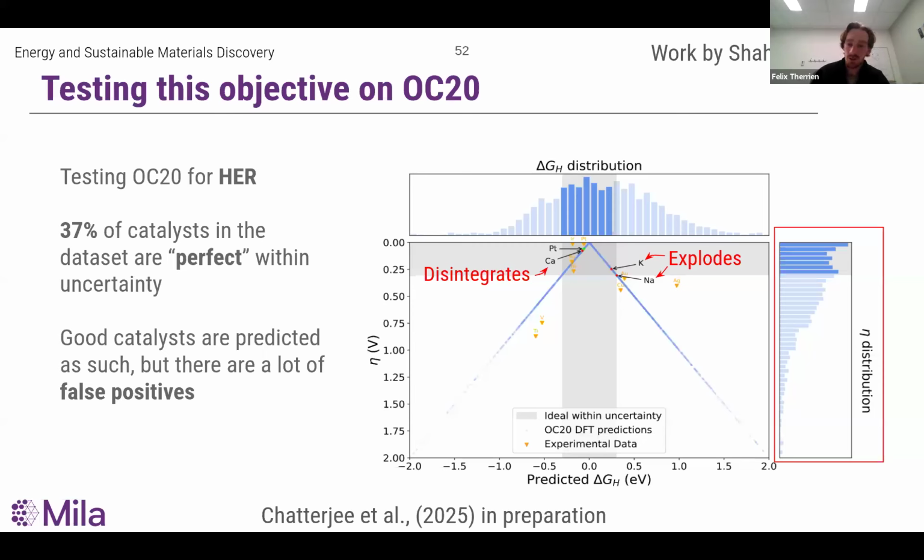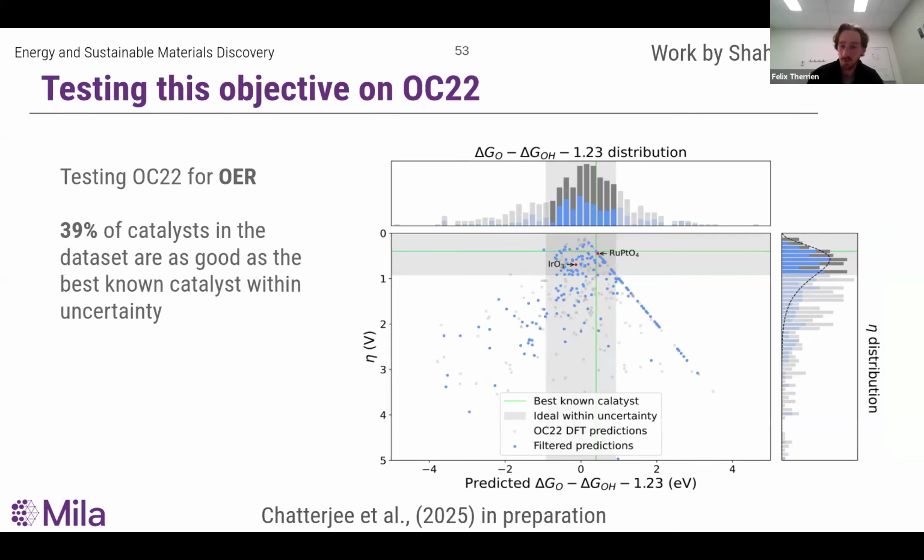So we did this for HER. It's sort of a simple way to look at it. We also did this for OER. It's a little bit more complex, but we get the same conclusions, that a large portion of the randomly chosen materials are predicted as being good catalysts, which doesn't really make sense if these materials are chosen randomly.